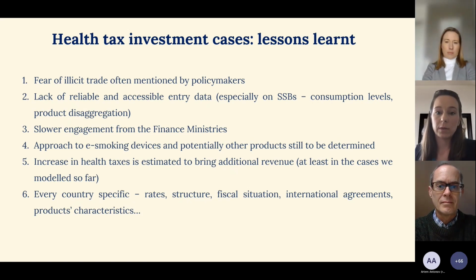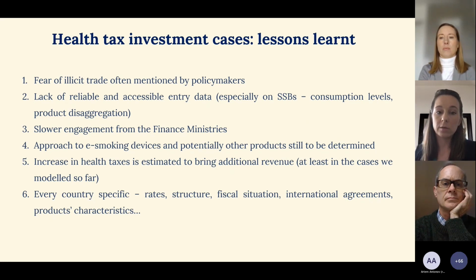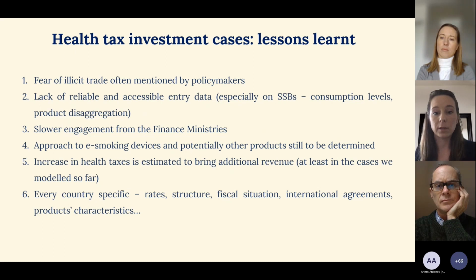So what have we learned so far? One of the challenges, or one of the points that is often raised by the policymakers, is the fear of illicit trade. It's very often mentioned. It very often comes up in the interviews we have with the stakeholders, especially the ministries of finance.